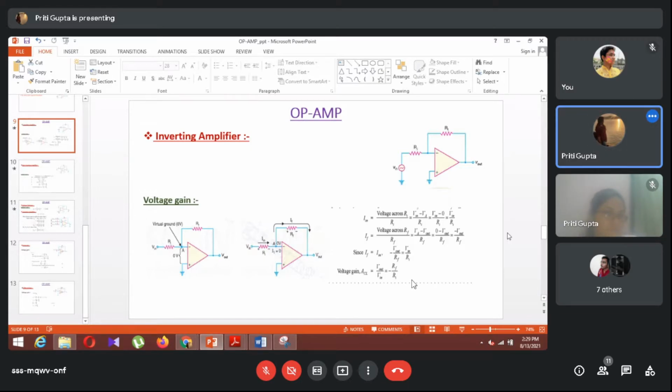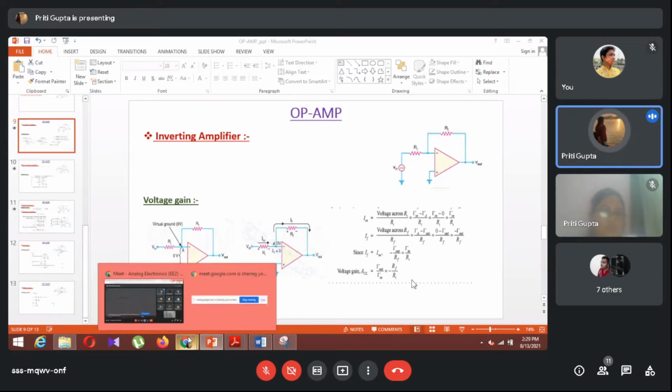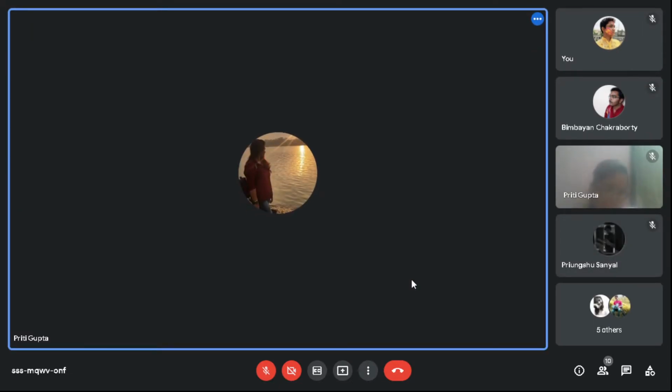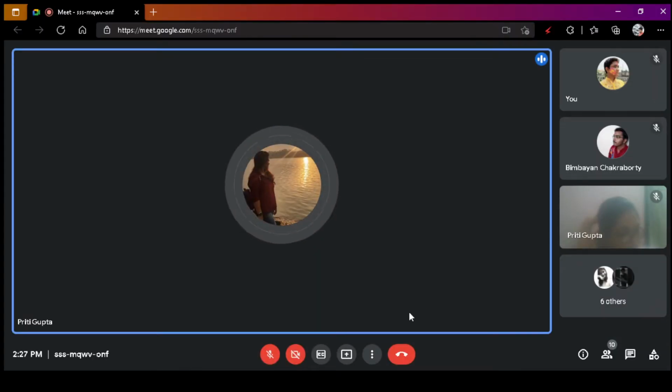Where V input equals 2.5 millivolt, Ri equals 2 kilo ohm and Rf is equal to 200 kilo ohm.